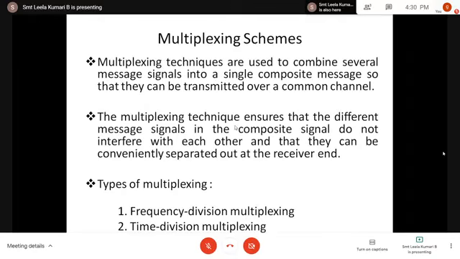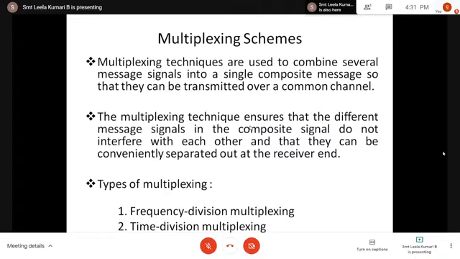Now let us see the multiplexing schemes. It is one of the important operations performed by digital communication systems. Multiplexing techniques are used to combine several message signals into a single composite message so that they can be transmitted over a common channel. In multiplexing, signals from different sources are combined and the composite signal is transmitted over the channel.